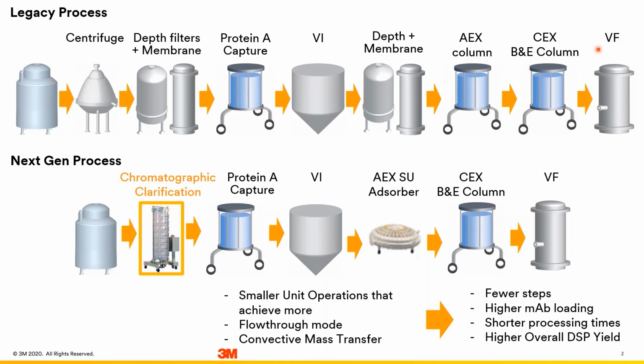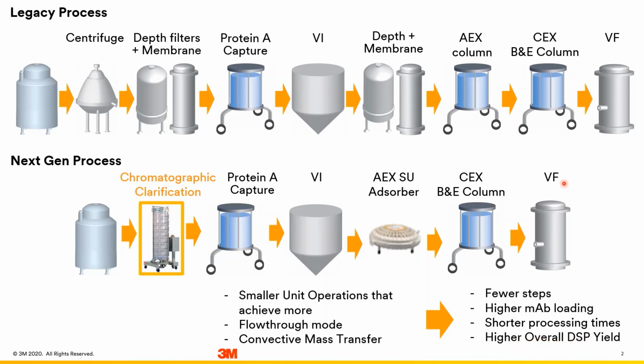The aim of our technologies is to help to intensify this process by making smaller unit operations that achieve more. Typically, they operate in flow-through mode and take advantage of convective mass transfer. And so the aim is to drive for fewer steps, higher mAb loading on each of those steps, shorter processing times, and very importantly, higher overall DSP yield.